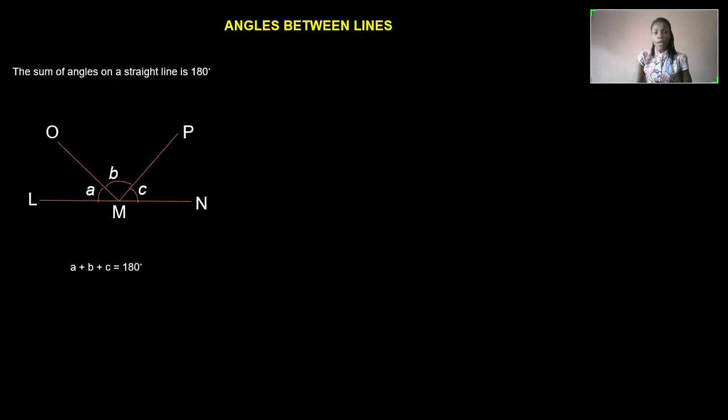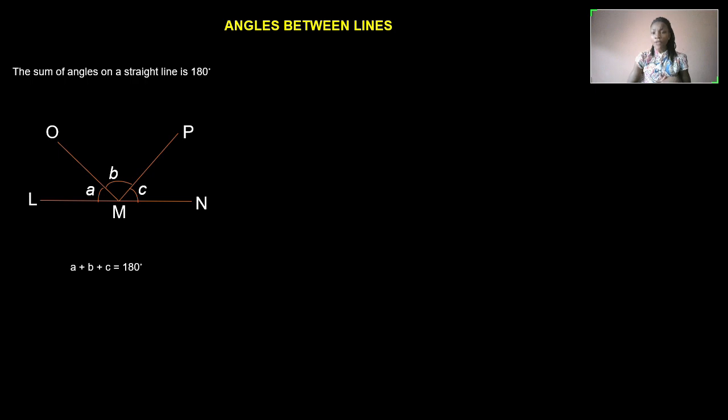So the first one we have under angles between lines is the sum of angles on a straight line is equals to 180. What do we mean by that? If you watch what we have here, we have line LN, and on that line we have angles A, B, and C. So what it means is that the addition of angle A, angle B, and angle C is going to give us 180. Once we sum up the angles, it's going to give us 180.